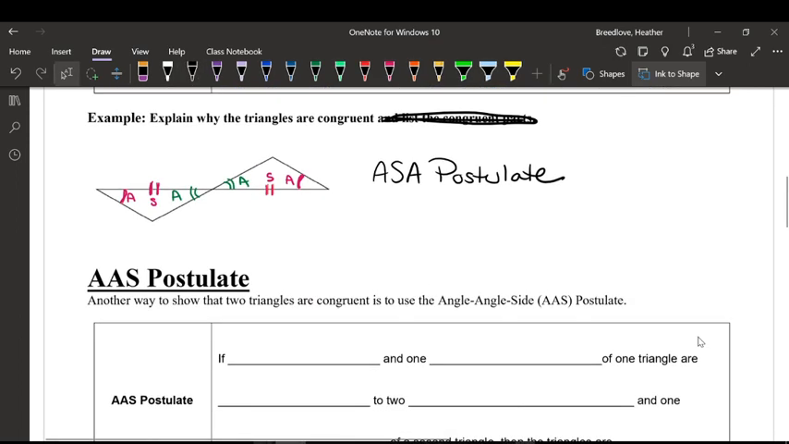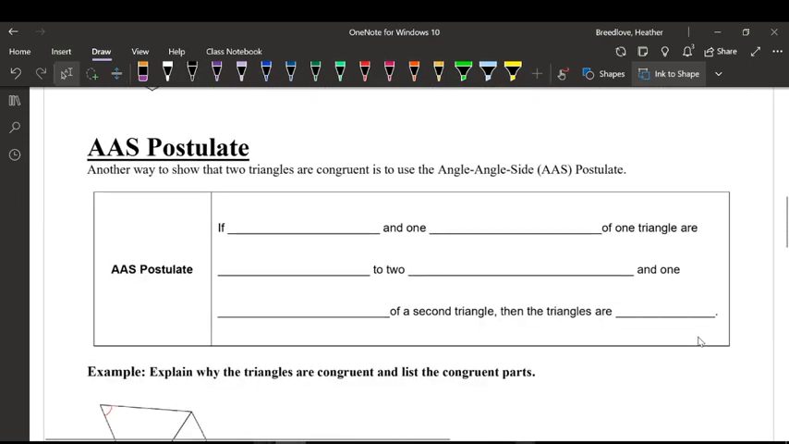So then the next one is the angle, angle, side. You can tell, again, by looking at the letters, we have angle, angle, side, AAS. The S is only touching one A, so the marked side is only going to touch one angle.